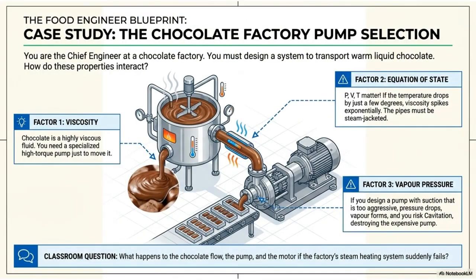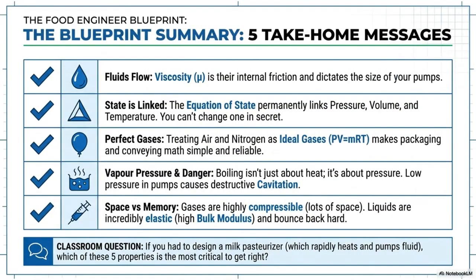Let's apply these principles to a case study, selecting a pump for a chocolate factory. Engineers must account for the high viscosity of chocolate, the temperature-dependent equation of state to prevent blockages, and the risk of cavitation if suction pressure is too high. To summarize, always remember these 5 points. Viscosity dictates pump sizing, the equation of state links fundamental variables, gases often behave as ideal, cavitation is a major risk when pressure drops, and fluids vary significantly in compressibility and elasticity.